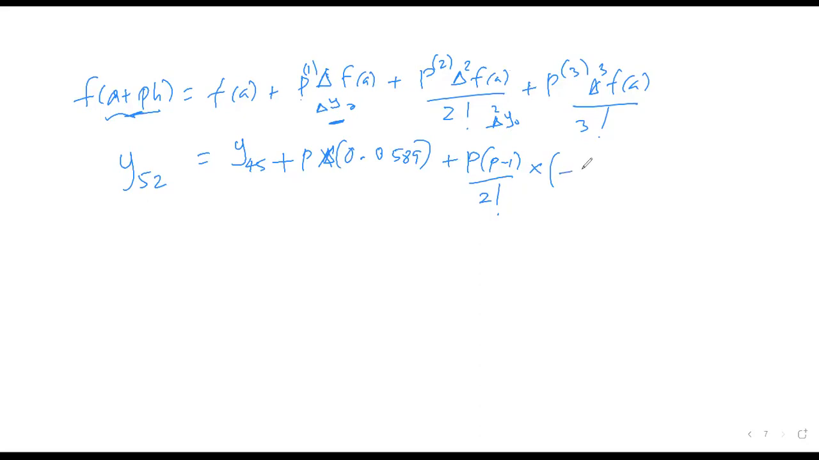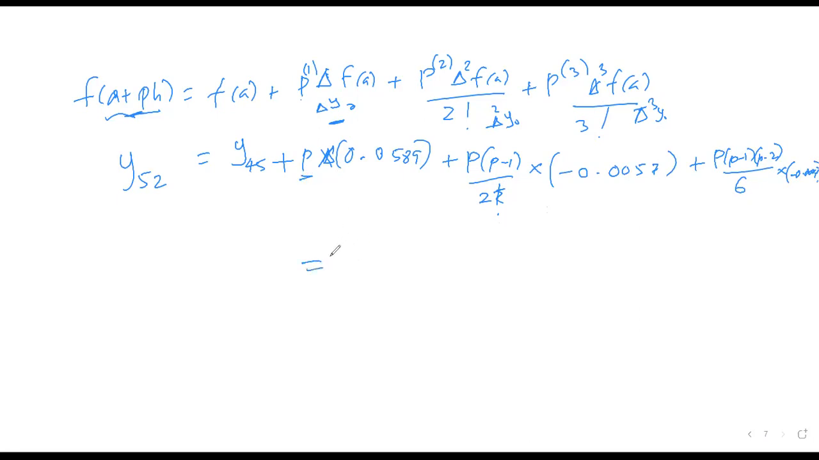Minus 0.0057. Plus p into p minus 1, p minus 2 divided by 3 factorial. I can put 6 here. Times delta cube y naught. Okay, minus 0.0007. Okay, which is equal to, that's all.